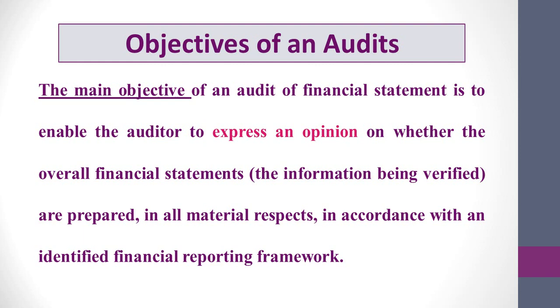So the main objective of an audit of financial statements is to enable the auditor to express an opinion on whether the overall financial statements are prepared in all material respects in accordance with an identified financial reporting framework. What kind of financial statements? The financial statements most often included are the statement of financial position, what we call balance sheet, income statements, and statement of cash flow, including footnotes. This framework normally can be defined as generally accepted accounting principles or the International Financial Reporting Standards issued by the International Accounting Standards Board. These also can be considered for this purpose. Okay, this is the main objective.